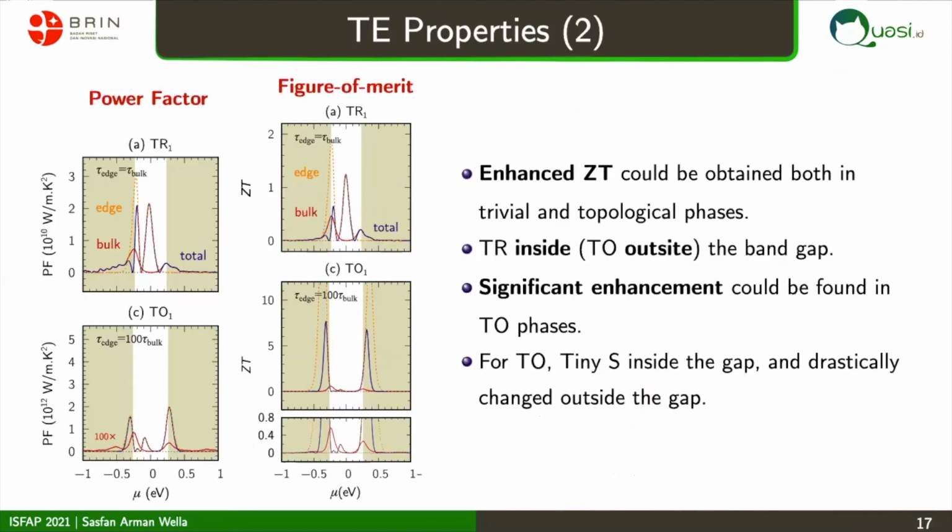Now we can see the power factor and figure of merit of the trivial and topological phases of bismuthene. Actually, both of them show the ZT enhancement, but a more significant enhancement can be found in the TO case. The maximum ZT of TR appears inside the gap, while in the case of TO, it appears outside the gap. Why it can happen is because for the topological case, the Seebeck coefficient inside the gap is very small. Although sigma and kappa are large, both of them cancel out.